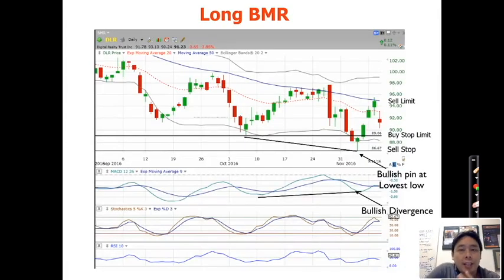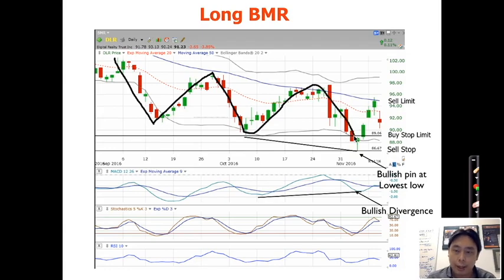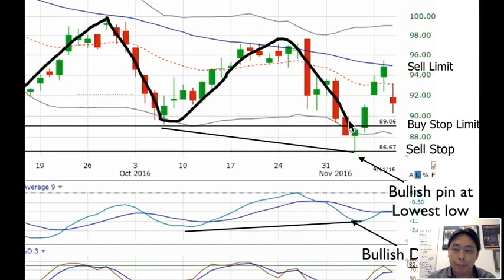Alright, so let's take a look at some examples of long BMR trades that I've been taking. This is an example of DLR, Digital Realty Trust. So let's look at the setup. You can see it's a very clear downtrend that's been oversold. At this point, we're right at the bottom of the downtrend, and we have a bullish pin bar that appears and pierces the lower Bollinger Bands.